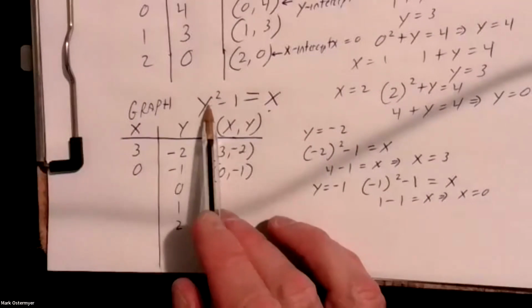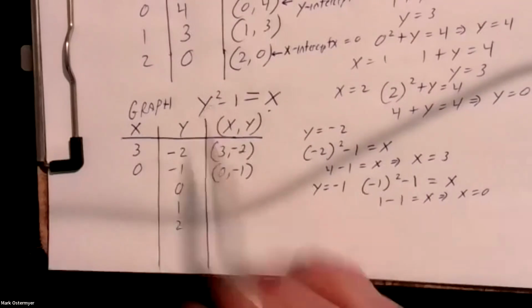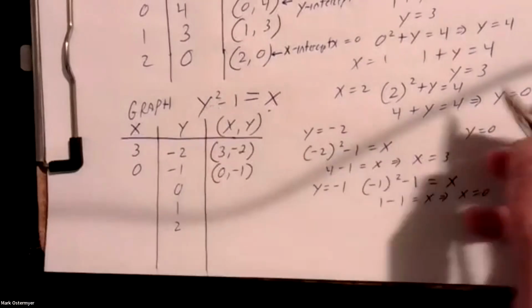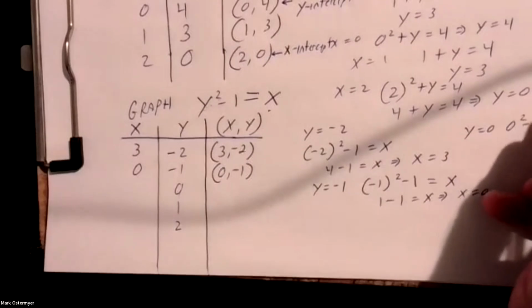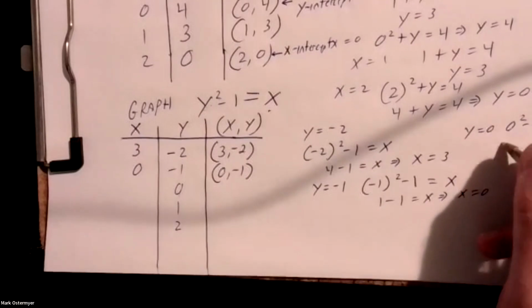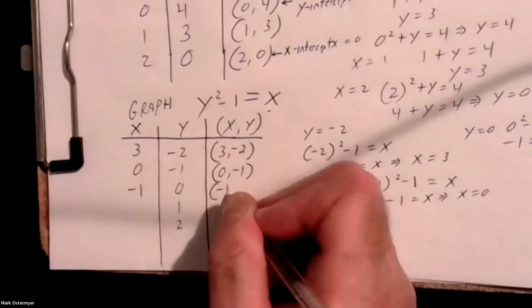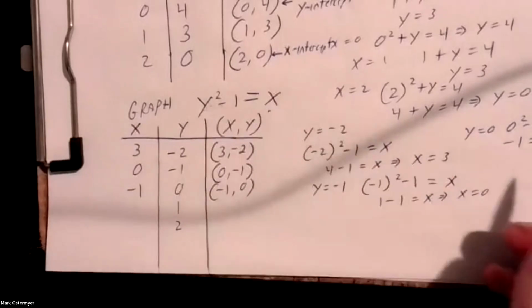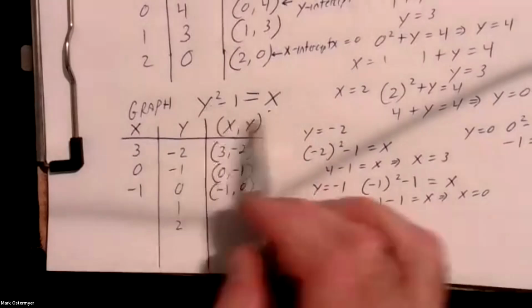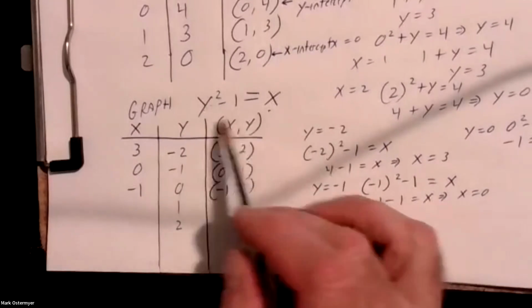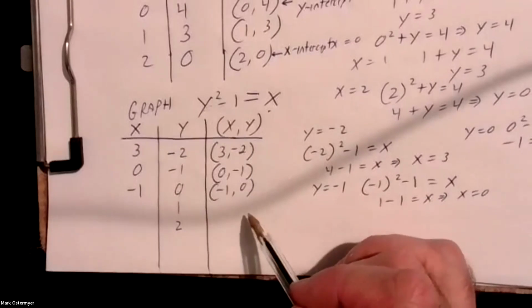If y is 0, we put 0 in for y, and what would x be? 0² - 1 is equal to x, which means x will be equal to -1. Another point that would lie on the graph of that equation. This is not a function. That would lie on the graph of this equation here. This is just a relation. We'll find out in the next section.